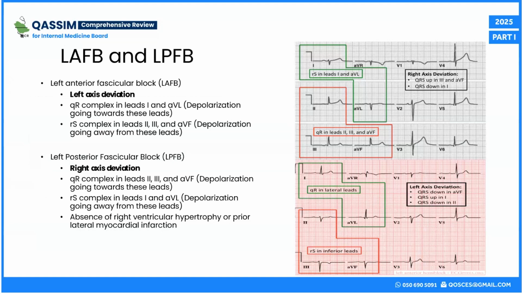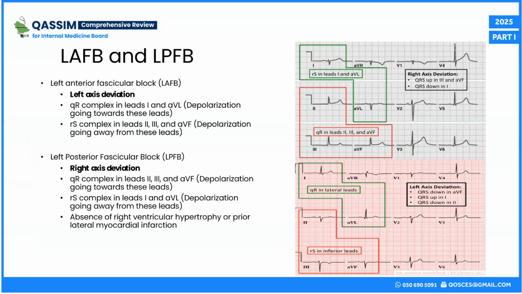When we talked about left axis deviation and right axis deviation, we meant to say that if you see a patient with left axis deviation or right axis deviation, always consider the possibility of left anterior fascicular block and left posterior fascicular block. This is not commonly asked, but it is good to know.